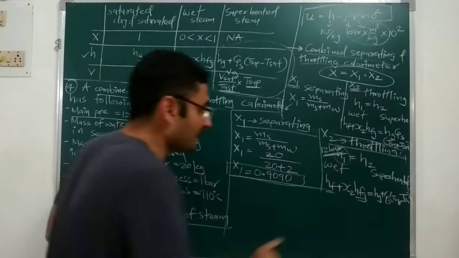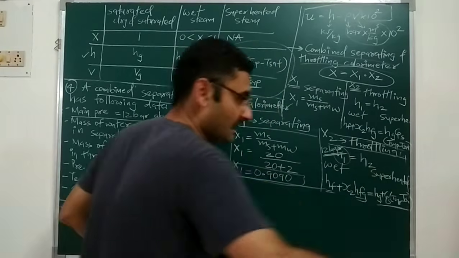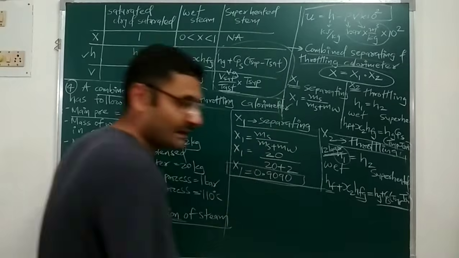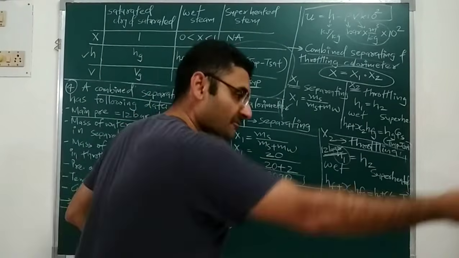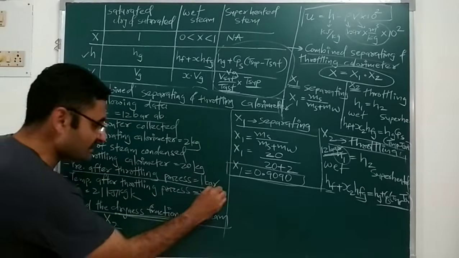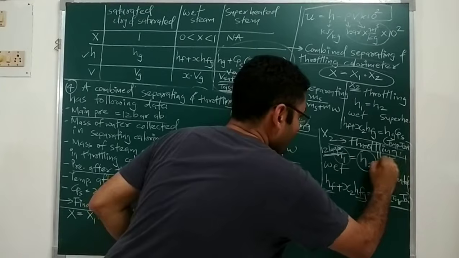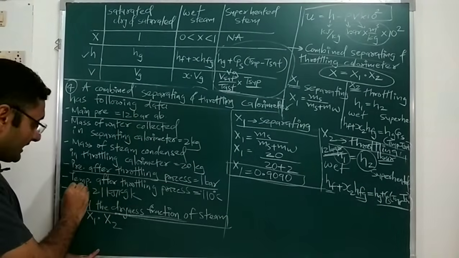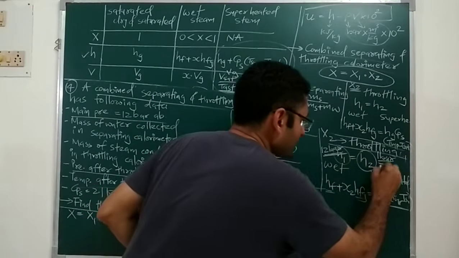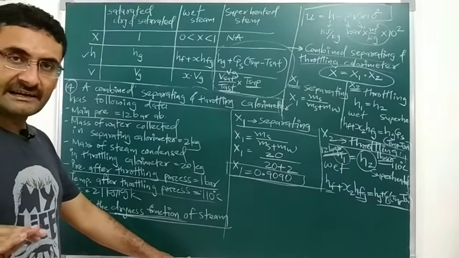Clear about this? And H2 means what? Enthalpy after the throttling process, and Hg and T saturated you can see at which pressure? The pressure after the throttling process. So over here, the pressure after throttling is 1 bar, and the temperature after throttling is 110 degree centigrade. That means the superheated temperature is given, which is 110 degree centigrade. Clear about that?